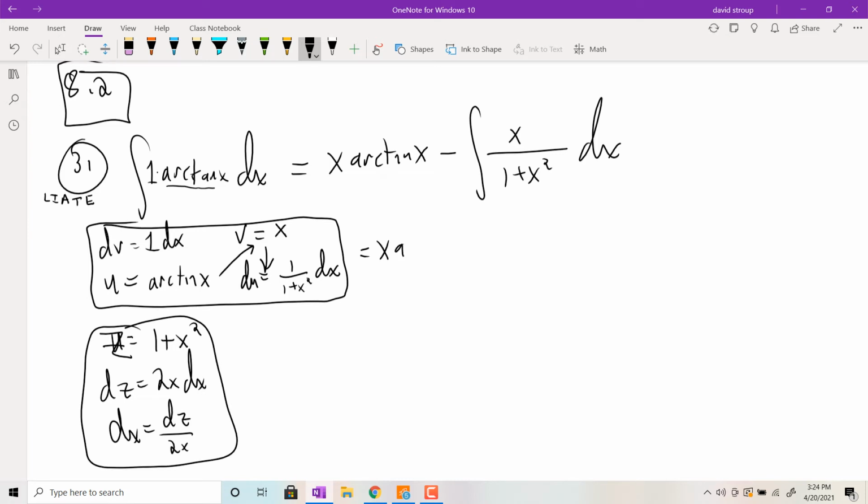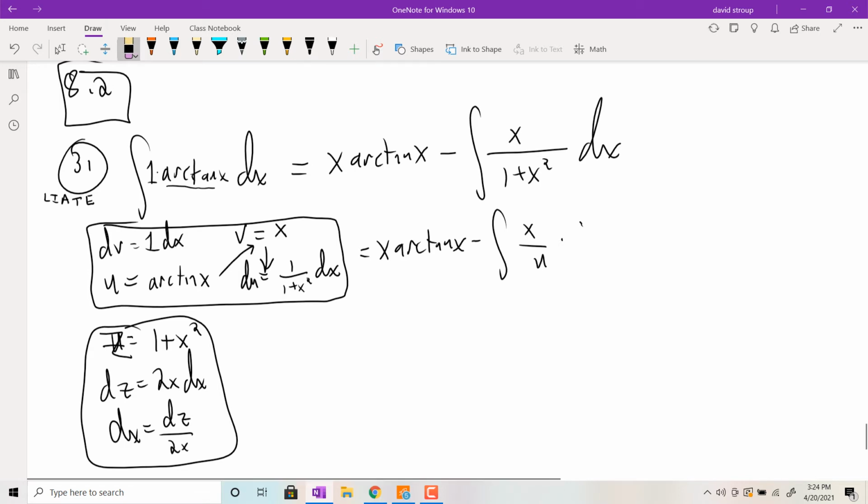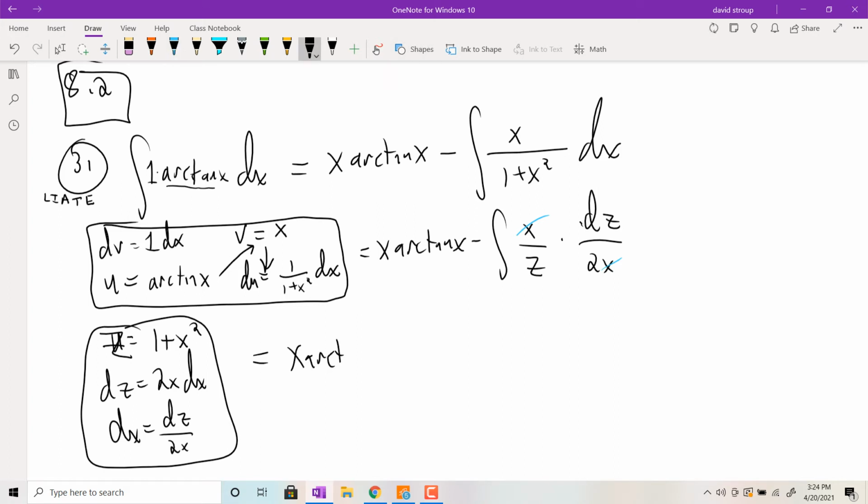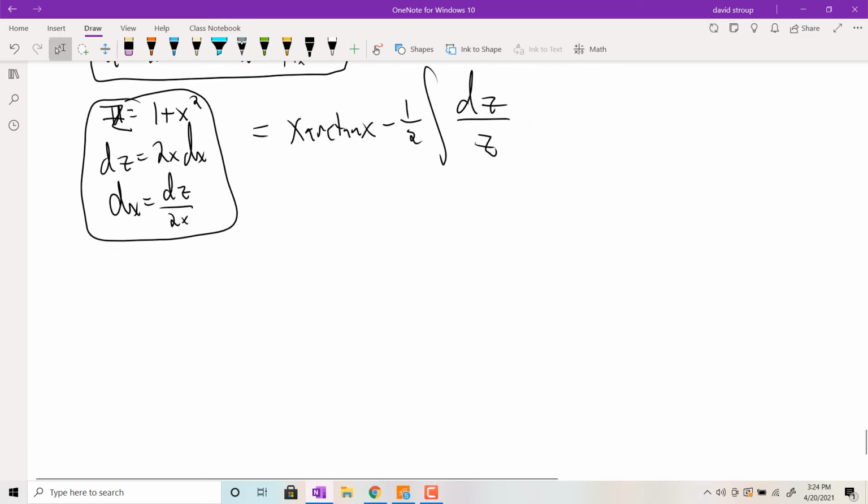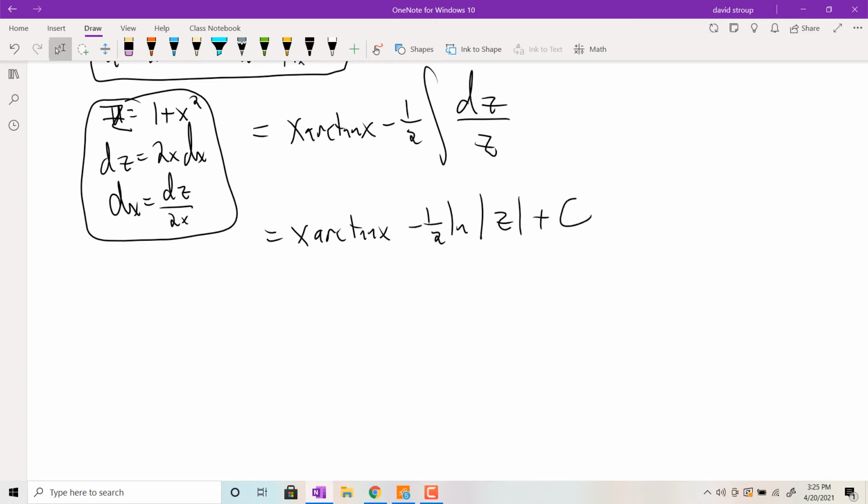Okay, so we'll have x arc tan x minus integral of x over z, we're doing z sub, times dz over 2x. Nice cancellation with the x's. Factor out 1/2. And I have a basic integral that will give me a natural log. Finally, back sub.